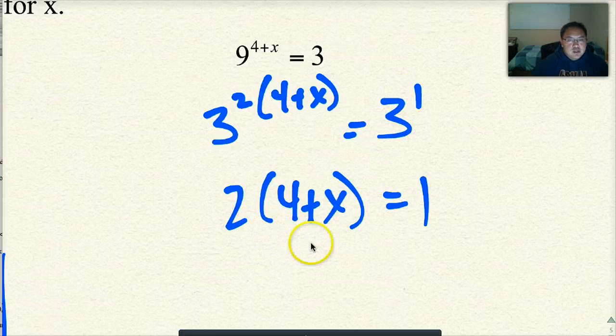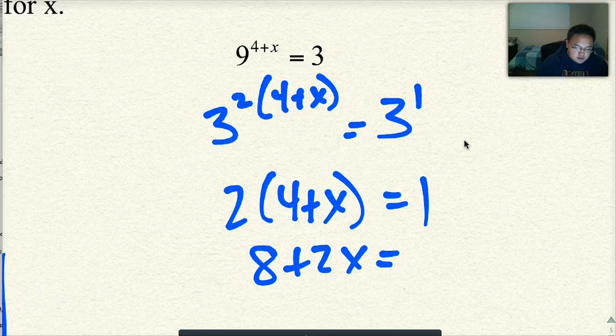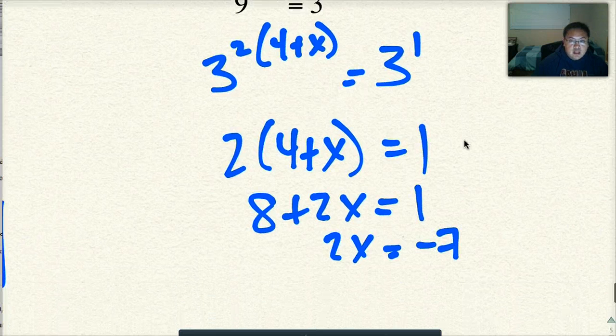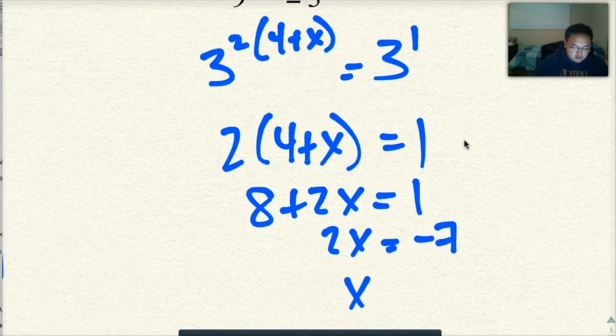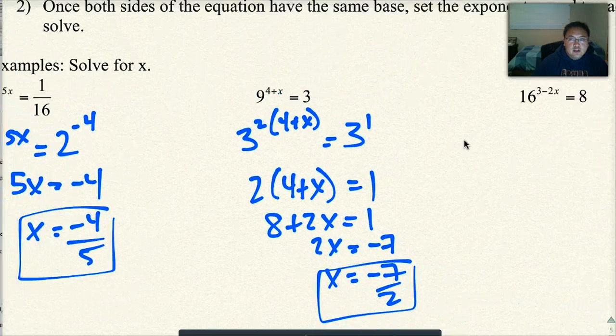This is back to algebra. I can multiply this out. This becomes 8 plus 2x. I could subtract 8 from both sides, and I could divide both sides by 2. The answer is -7/2. So I think you kind of get it.